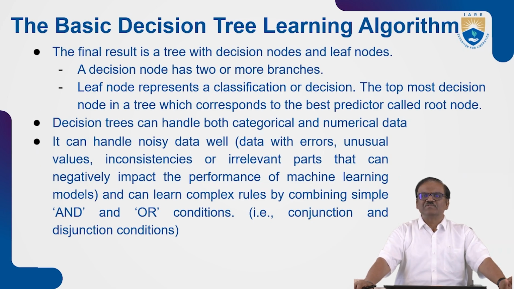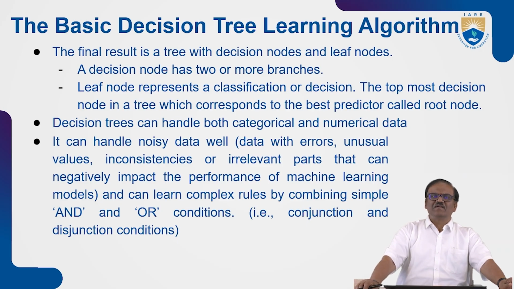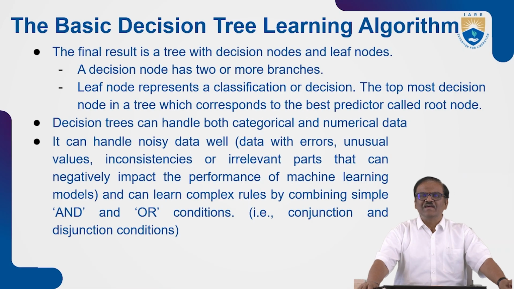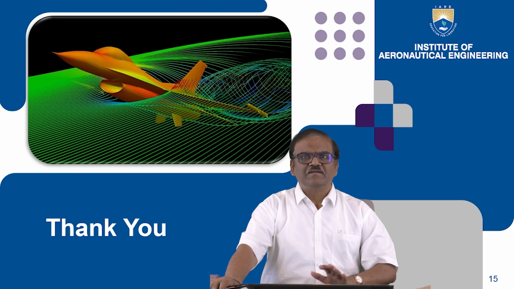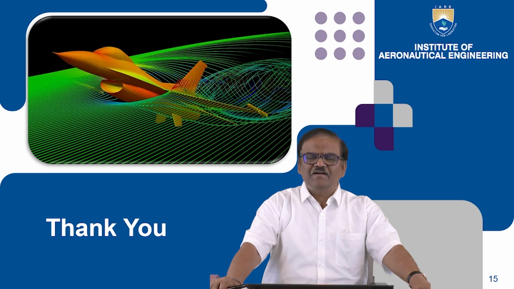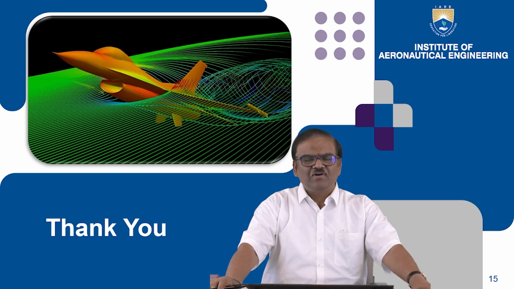Decision trees can handle both categorical and numerical data. They can handle noisy data well, that is data with errors, unusual values, inconsistencies, or irrelevant parts that can negatively impact the performance of machine learning models, and can learn complex rules by combining simple conditions, that is conjunction and disjunction conditions. And this is what we have about the decision tree, and we have discussed the challenges also. In the next session, we will see how to do classification by using a decision tree.